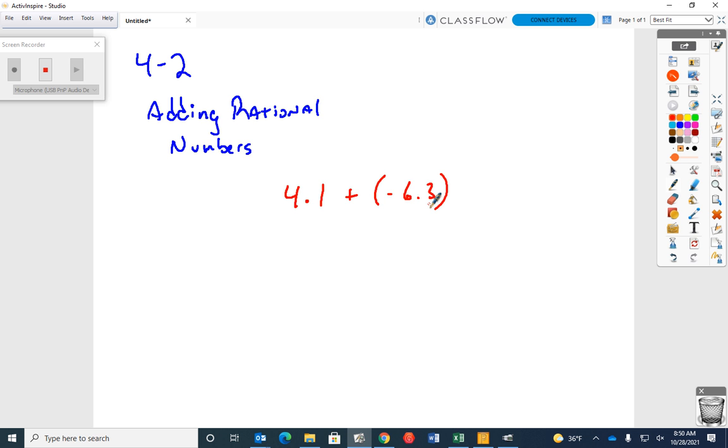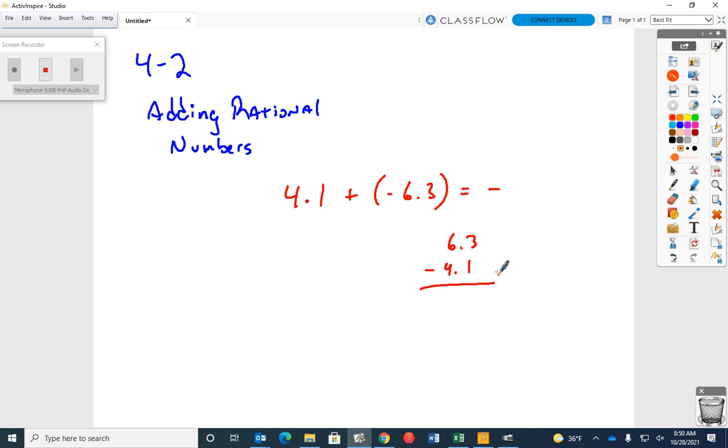Yeah, so it's like you have $4.10, but you owe me $6.30. So regardless of what the answer is, are you going to still owe me or are you going to have money left? You're still going to owe me, right? So I know that my answer is going to be negative, and then I just find the difference between the two. So 6.3 minus 4.1.